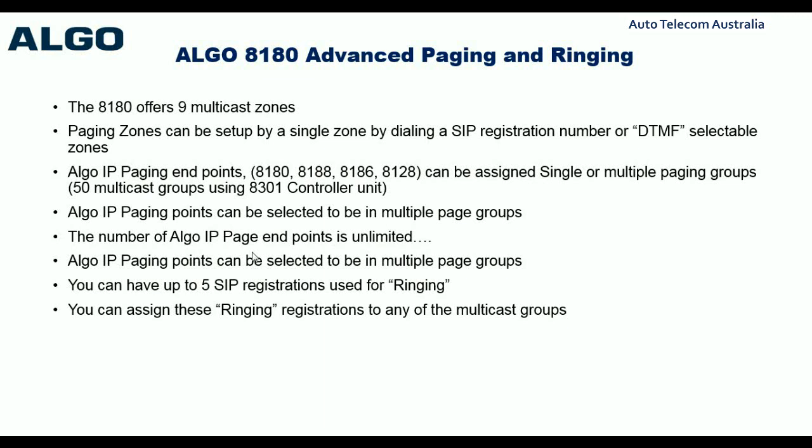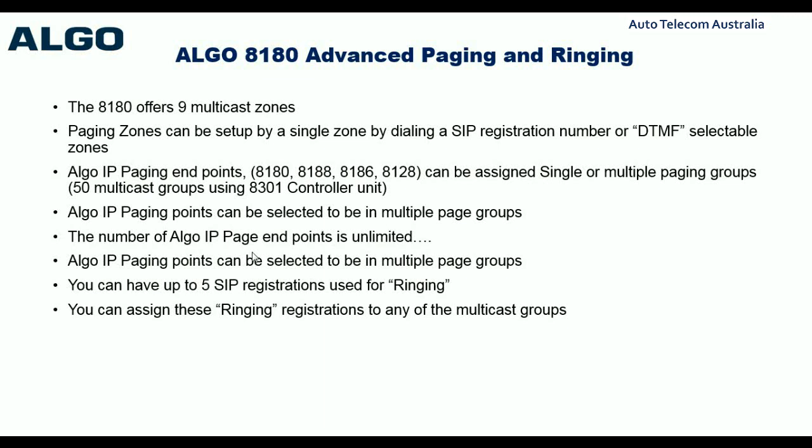The IP paging points, I haven't picked on the 8180 in particular in this area, can be in multiple paging groups. For example, you can have a unit in paging group 3, 5, and 6. You just tick those options in the unit, and then that unit is across that group, no problems. The number of Algo paging endpoints is unlimited.